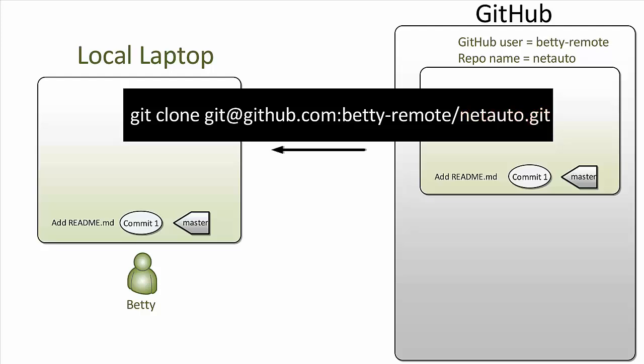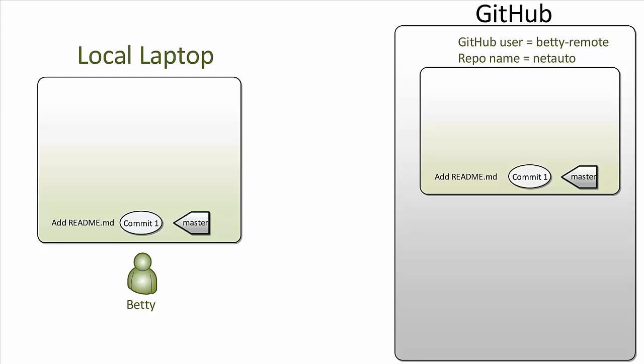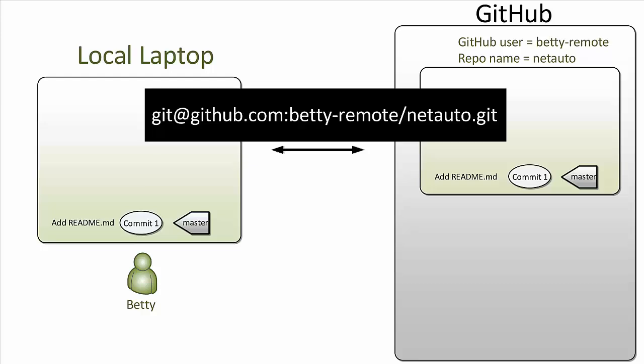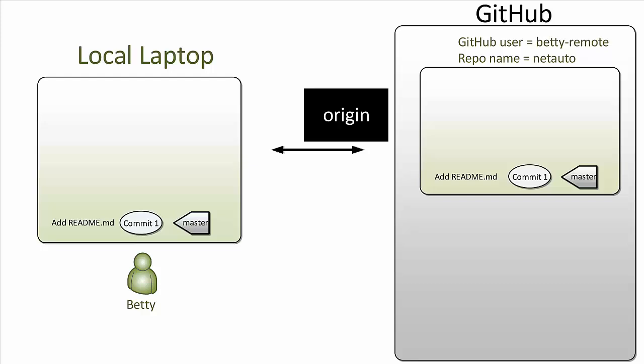From the perspective of our system, GitHub is a remote repository. We will be able to retrieve or fetch updates from the repo in GitHub. We will also be able to upload or push updates to the remote in GitHub. When we fetch or push updates, we don't need to remember the full location of our remote. Instead, Git can hold a short name or alias to that location. The default first name is origin. So origin for us will point to the netauto project in GitHub under the account named Betty-remote.